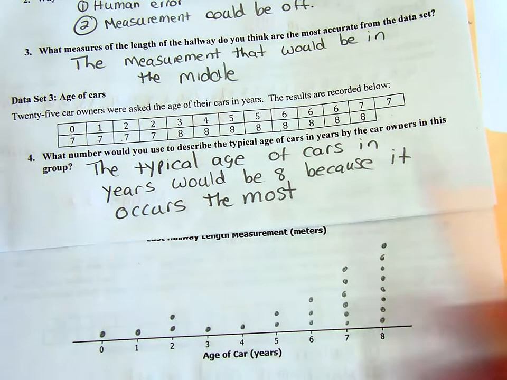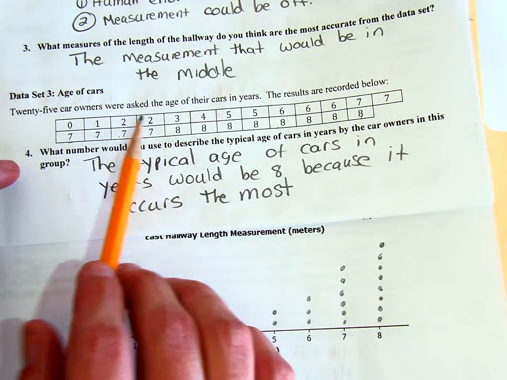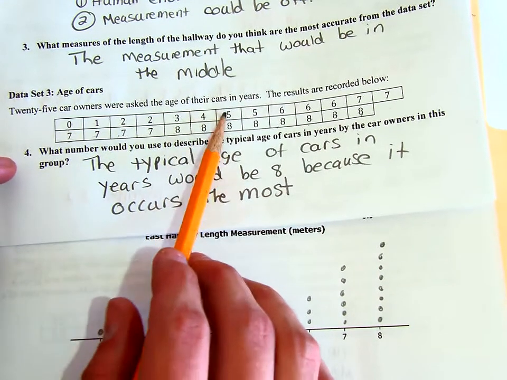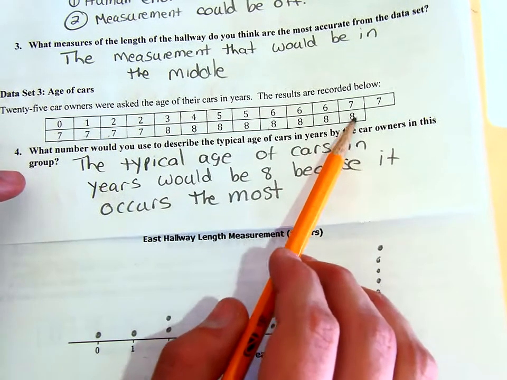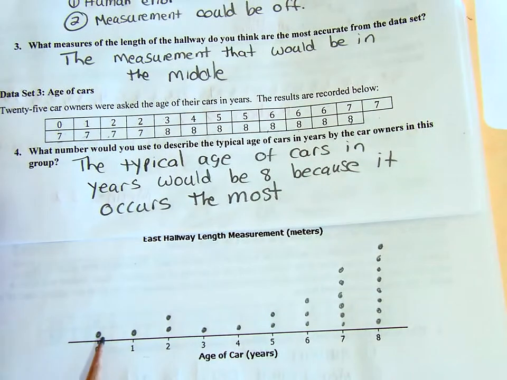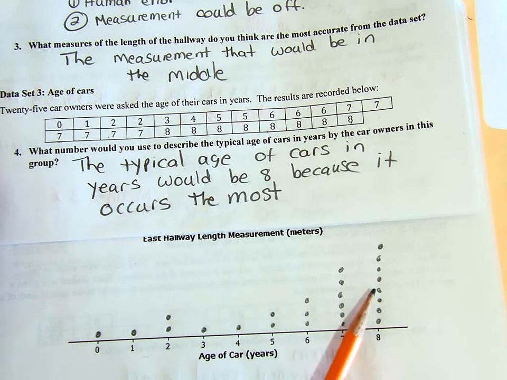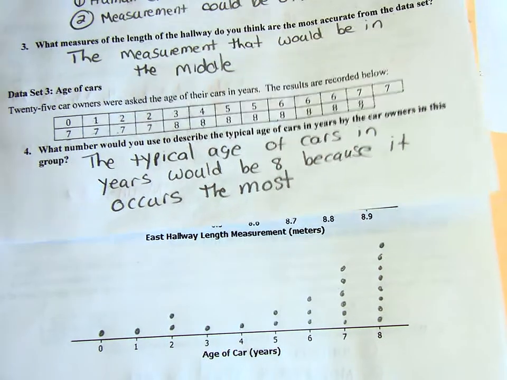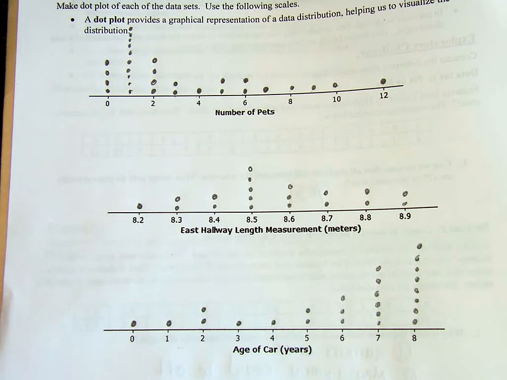Okay? And we want to make sure that we have the same amount of data from our chart that we have on our dot plot. So together we have 1, 2, 3, up to 25. So we know that they should have 25 here. 1 through 25. Okay? So now we have all three of our dot plots drawn for all three of our data sets.